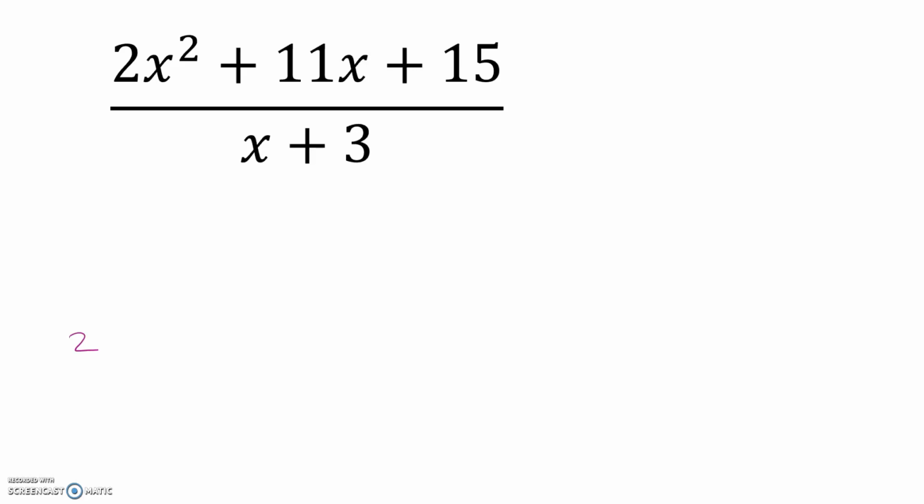Well, there's a lot of addition here. So how do I divide the polynomial by the binomial? The first step is going to be to factor this polynomial if we can. So we have to think about what we've talked about the last 2 weeks on factoring polynomials.